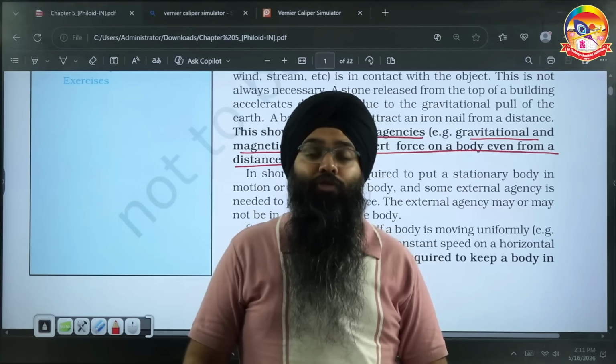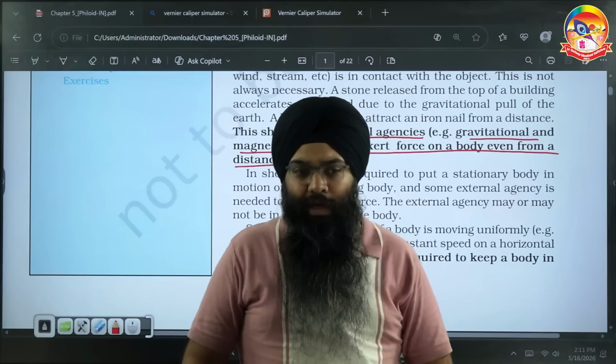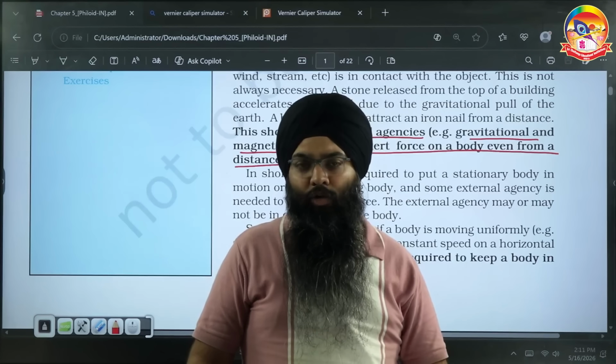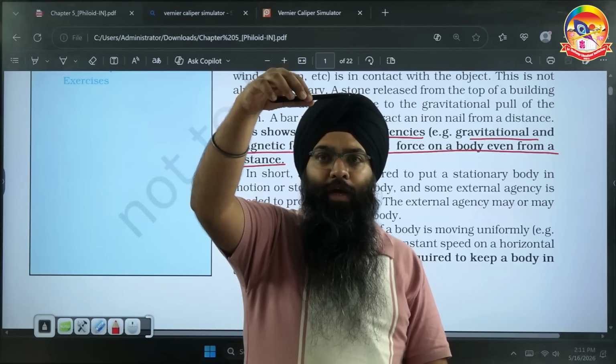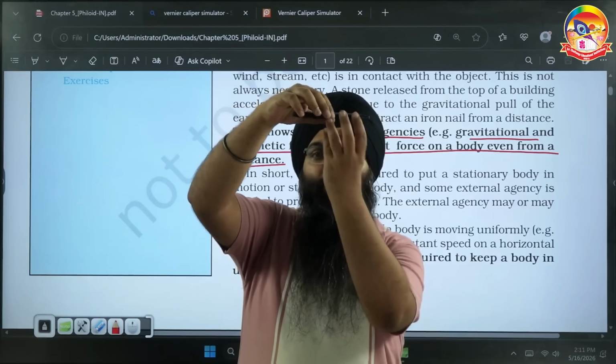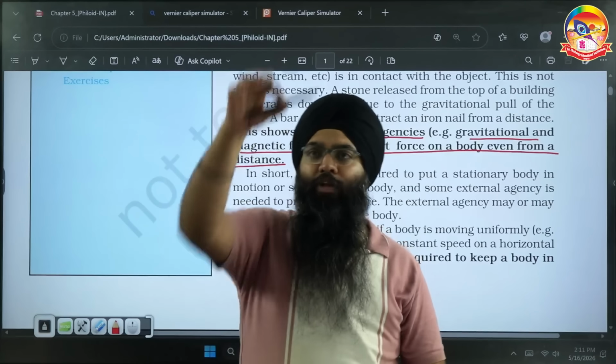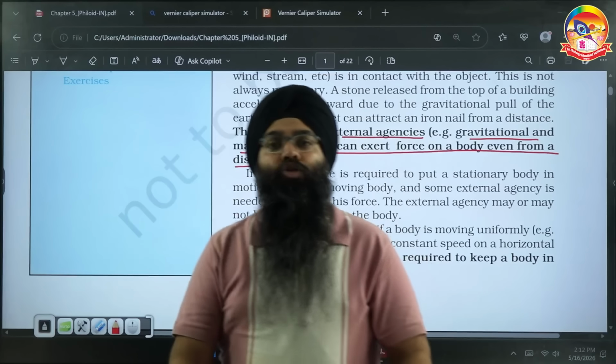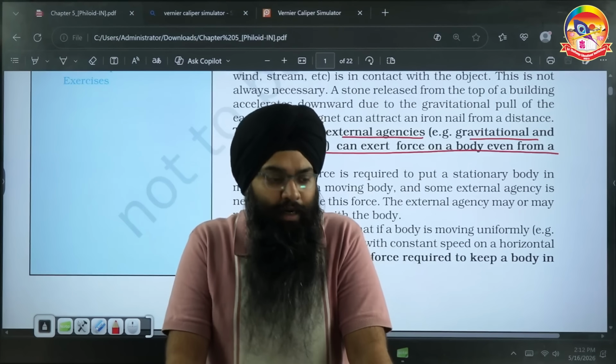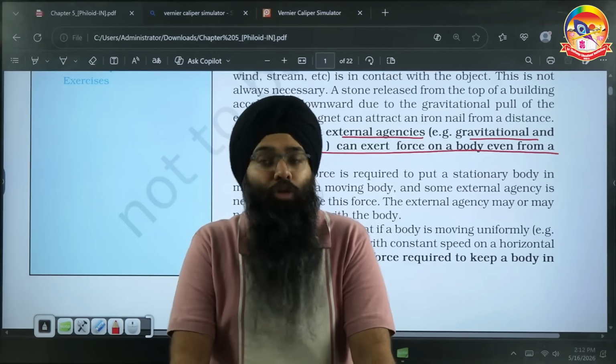But there are also some forces which do not require any contact. Like gravitational force does not require any kind of contact. Suppose I throw a pen from here, there will be no string coming from earth pulling it. If I throw it, automatically it will go down. So that is a non-contact force which earth is applying. That is also called a field force.